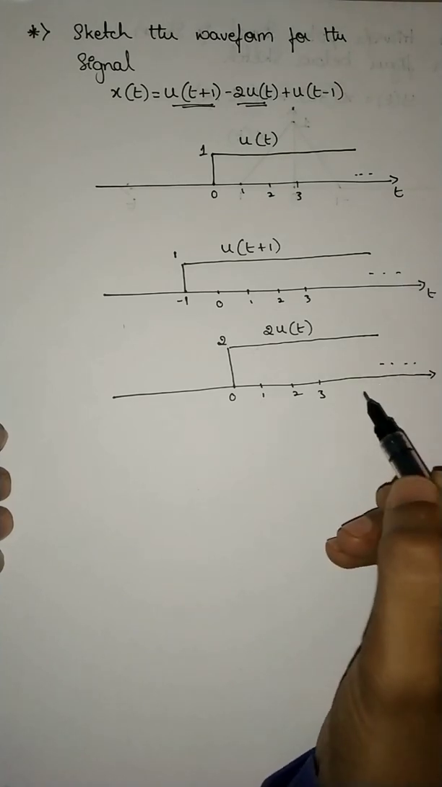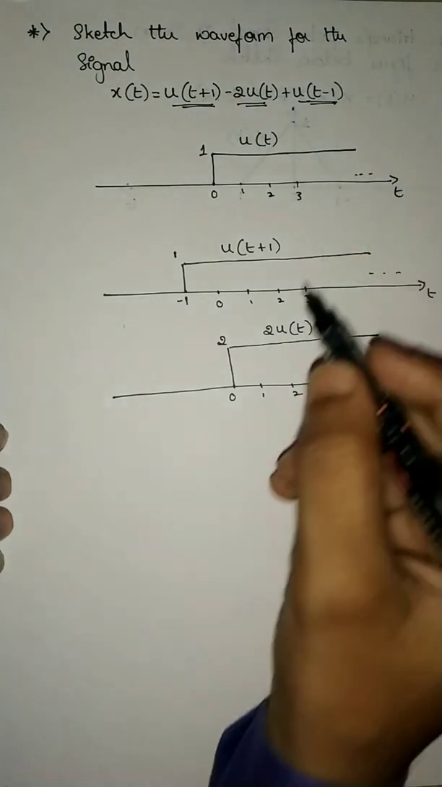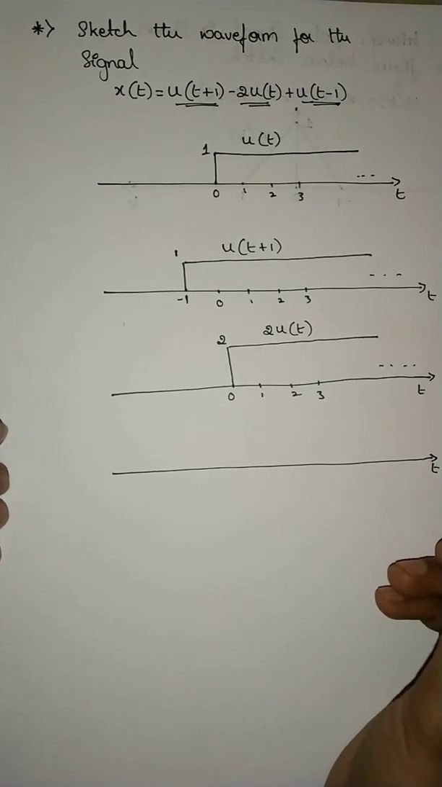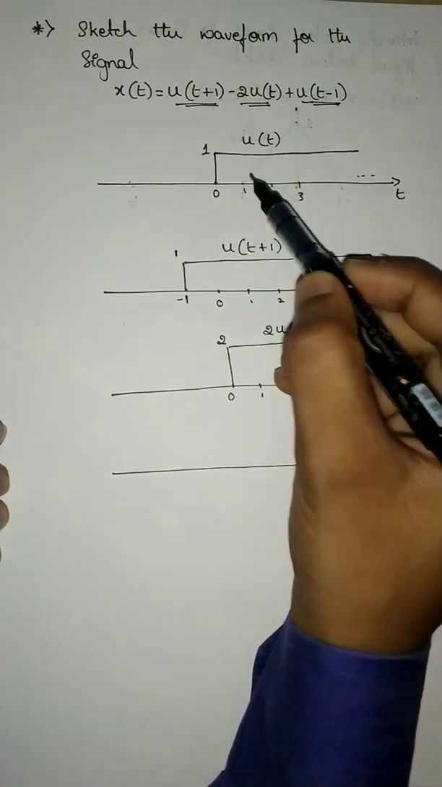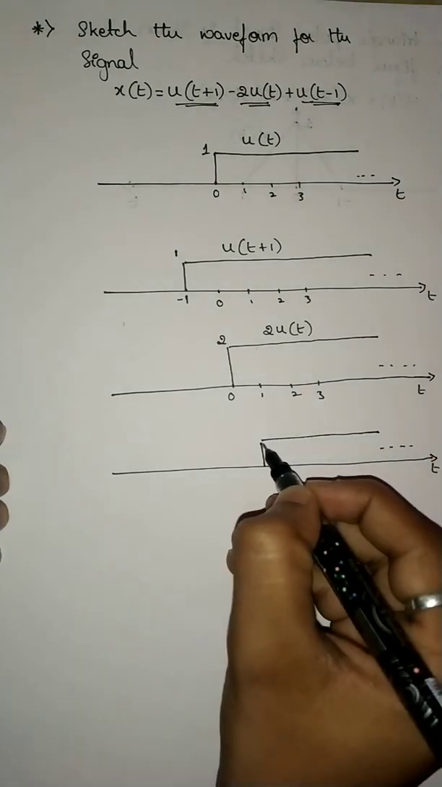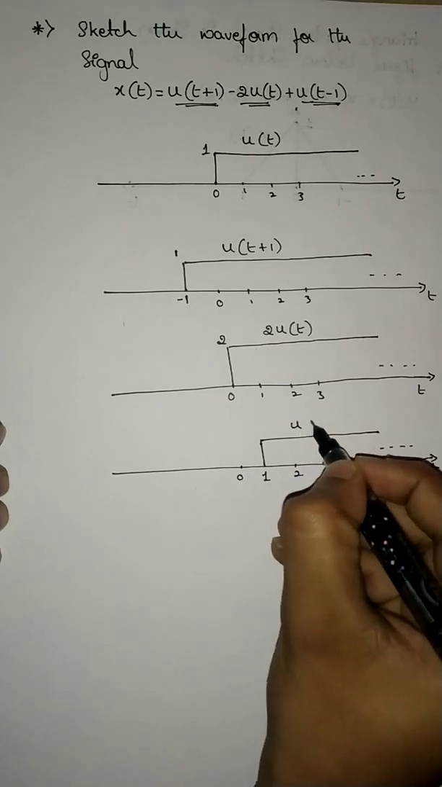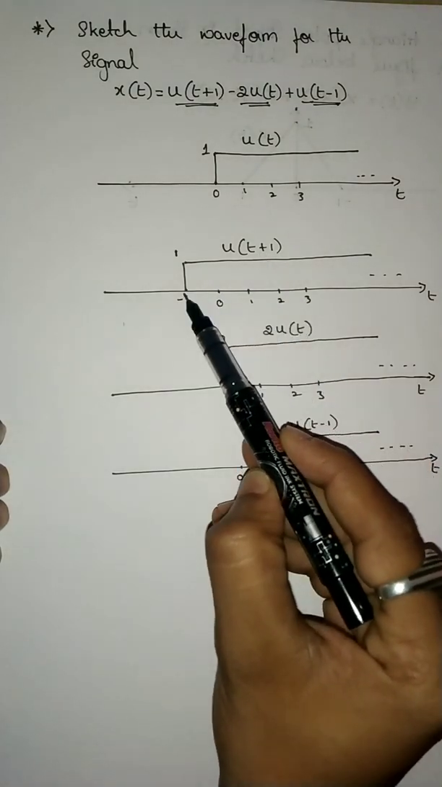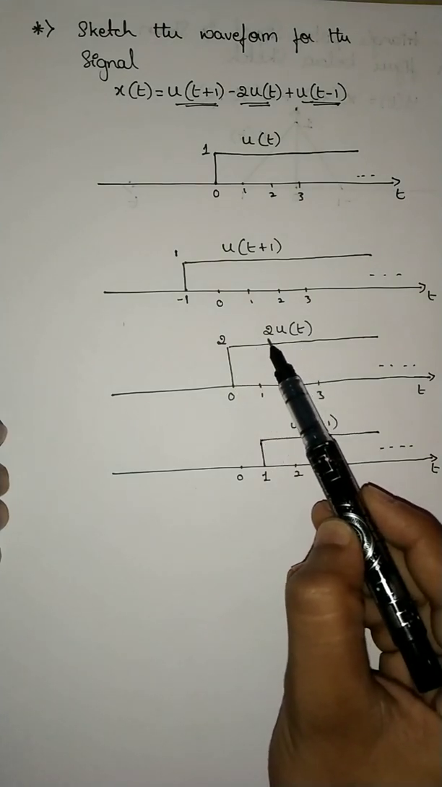Remember all these three. The last one is u of t minus 1, which is nothing but the signal delayed by 1 unit. Previously it used to start at 0, now it is delayed by 1 unit, which means it starts at time 1. So u of t minus 1, signal is delayed by 1 unit. U of t plus 1, signal is advanced by 1 unit. 2 times u of t, the amplitude is multiplied by the factor 2.